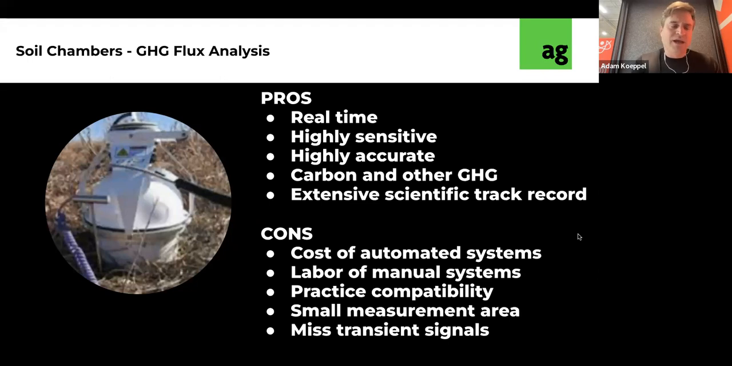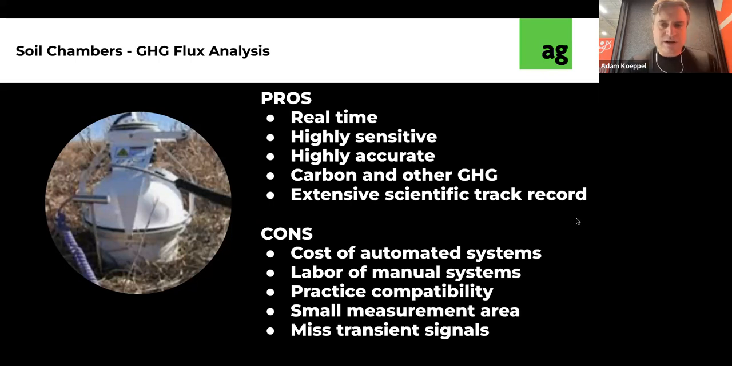And then finally, a lot of these devices open and close as part of their operation to flush the gas. While that's advantageous for ensuring that it's measuring well, it can be a problem because there are actually transient signals that you can measure from the soil. And depending on the opening and closing cycle, those transient signals may be missed.